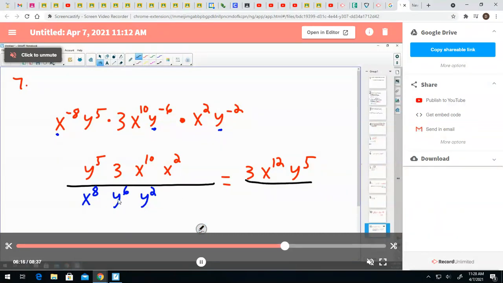Now on bottom, x to the 8th is going to stay x to the 8th, right? There's no other x terms with it on bottom. So x to the 8th stays here. And y to the 6th and y to the 2nd is going to be y to the 8th on bottom. 6 plus 2 is 8.